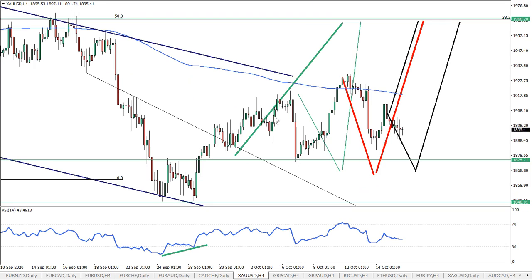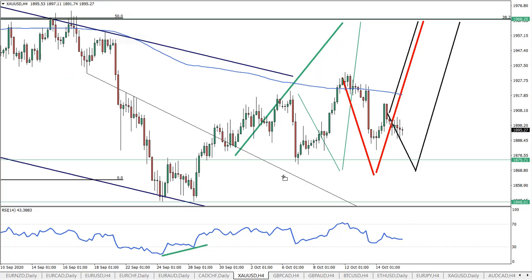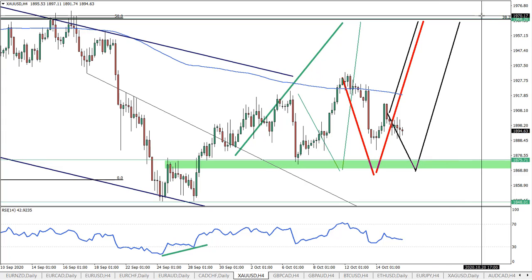So let's move to the gold. In regards to gold, still consolidating. I think price will be testing this resistance once again. I will just mark it. So potentially this will be the demand zone. We will see this corrective move, and then gold will rally.